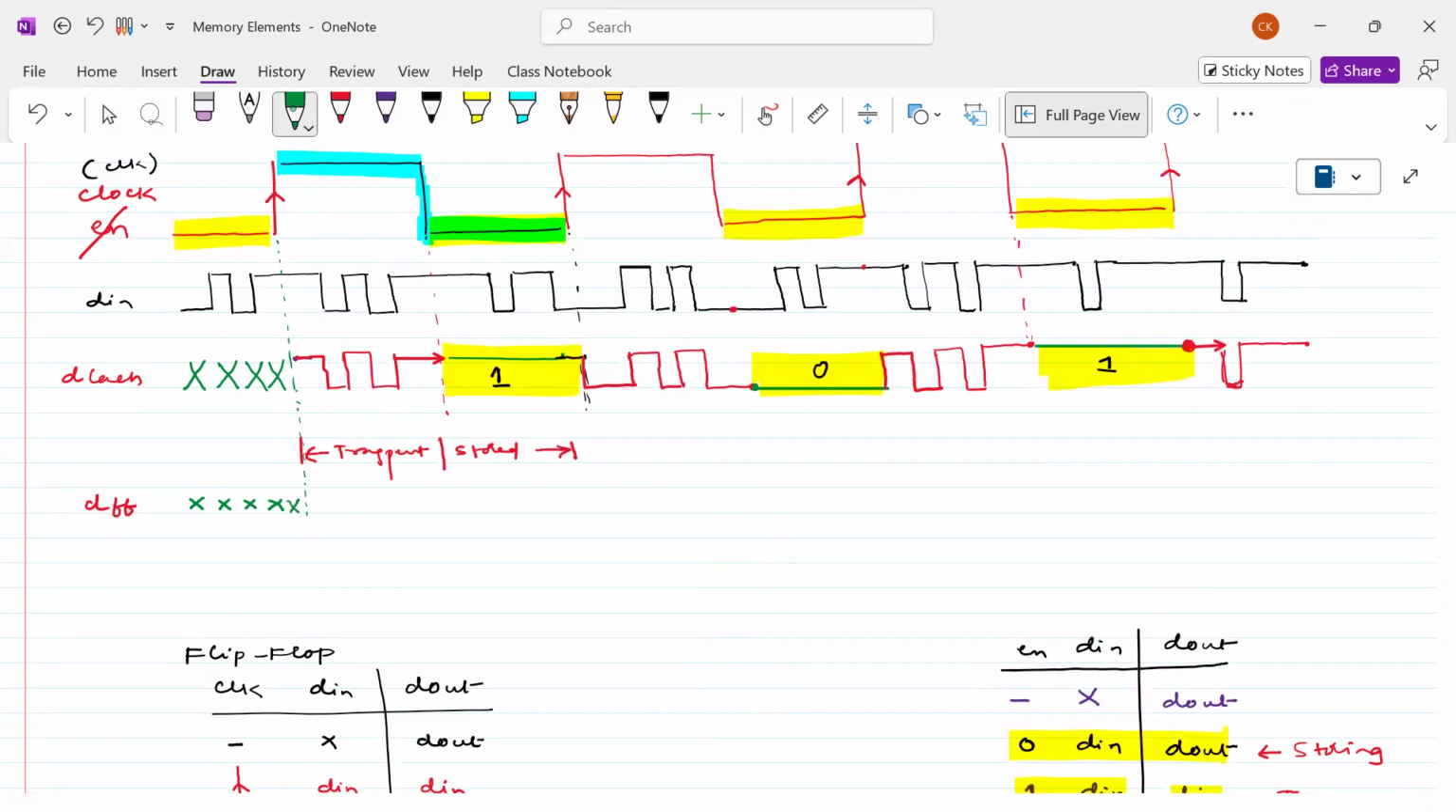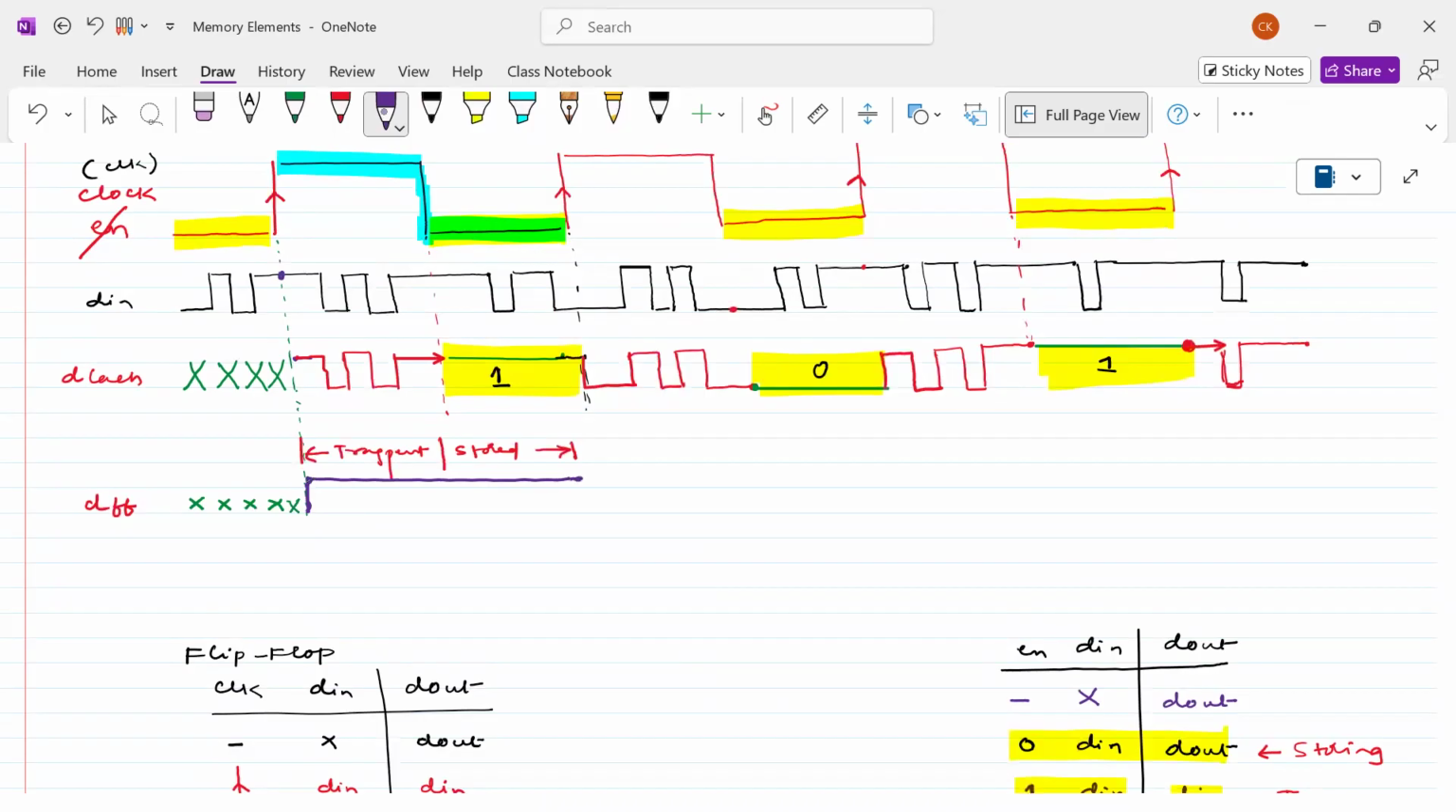At the positive edge, that means it is a sharp edge. At that instant, what is the value that is available? As you can see, at this instant you can see only this one, that is the logic one. That logic one will be attained, and it will be available till the next positive edge.